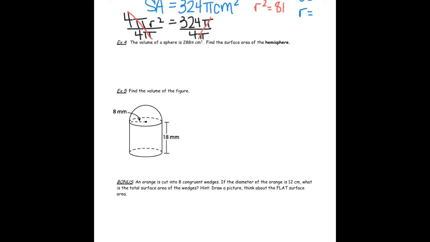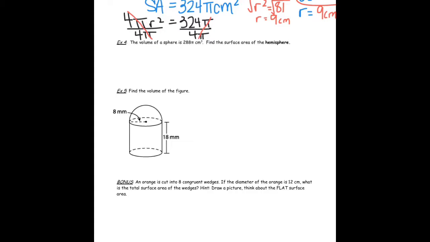I'm trying to get r all by itself, and right now it's r squared. The only way to simplify that is to take the square root of it. Whatever I do on one side, I must do on the other. So the radius is 9 centimeters. Well, if the radius is 9 centimeters, that means that the diameter is 18 centimeters.